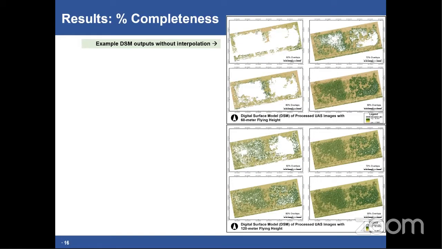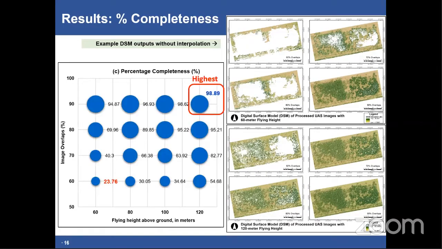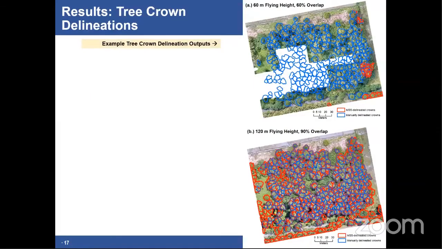By disabling DSM interpolation and ortho mosaic hole filling, the outputs clearly show where and how much information can be provided by these data products and that can be usable for tree crown delineation and other purposes. Also, the DSM and ortho mosaics derived using images acquired at percentage overlaps greater than or equal to 80% were found to have higher percentage of completeness. Images acquired at 60-meter flying height and 60% overlap had the least percentage of completeness at 23.76%.